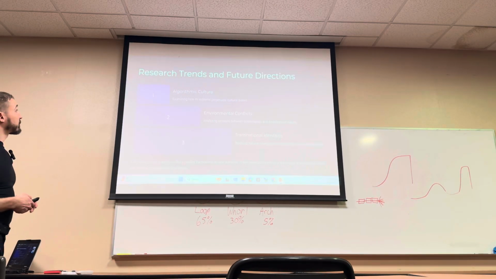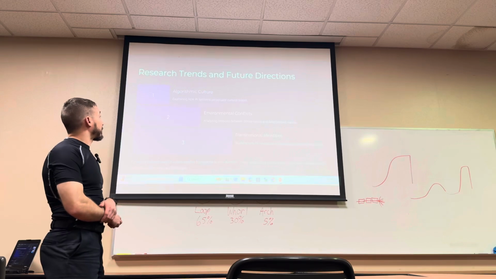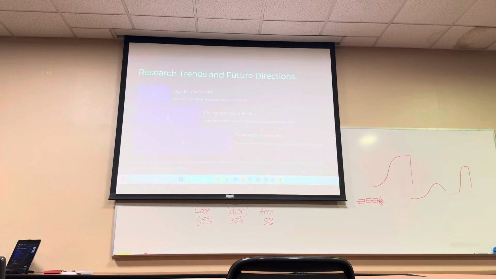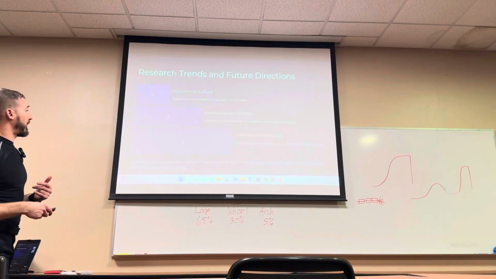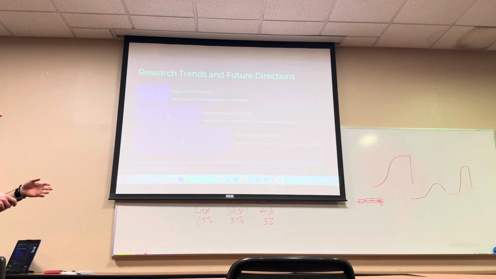A couple more slides. Research trends and future directions. Algorithmic culture: examining how AI systems perpetuate cultural bias. Environmental conflicts: analyzing tensions between conservation and development values. Transitional identities: studying cultures navigating increasingly mobile populations. Emerging research applies culture conflict frameworks to new dimensions. These applications enhance theoretical sophistication while addressing contemporary challenges.